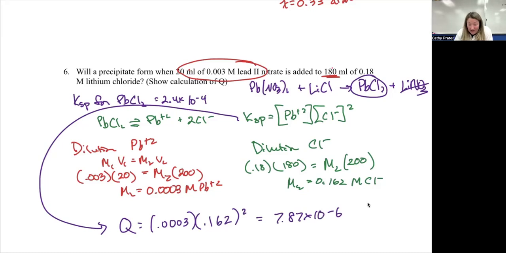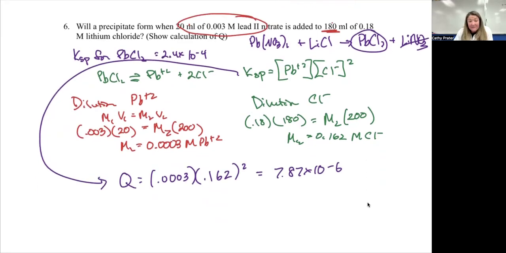I need to compare Q to Ksp. My Ksp is 2.4 times 10 to the negative fourth. Q is less than Ksp. No precipitate forms.